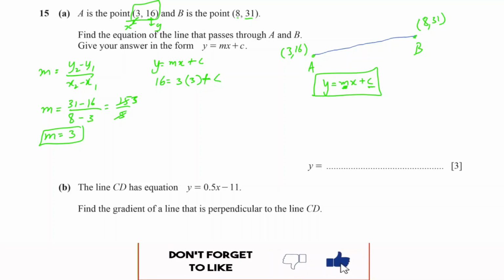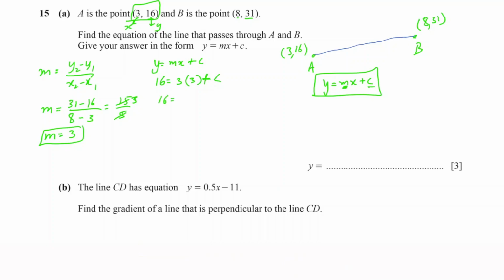So we have 16 here, 3 times 3 is 9 plus c. So c will be equal to 16 minus 9, which is 7. Okay, we got the value of c. We just have to insert it in the equation. It is very simple now. We got the value of m and c. That is enough for creating the equation of the line. Now m is 3 and c is 7. So that's all. Finally, answer done: y equals 3x plus 7. Let's move.